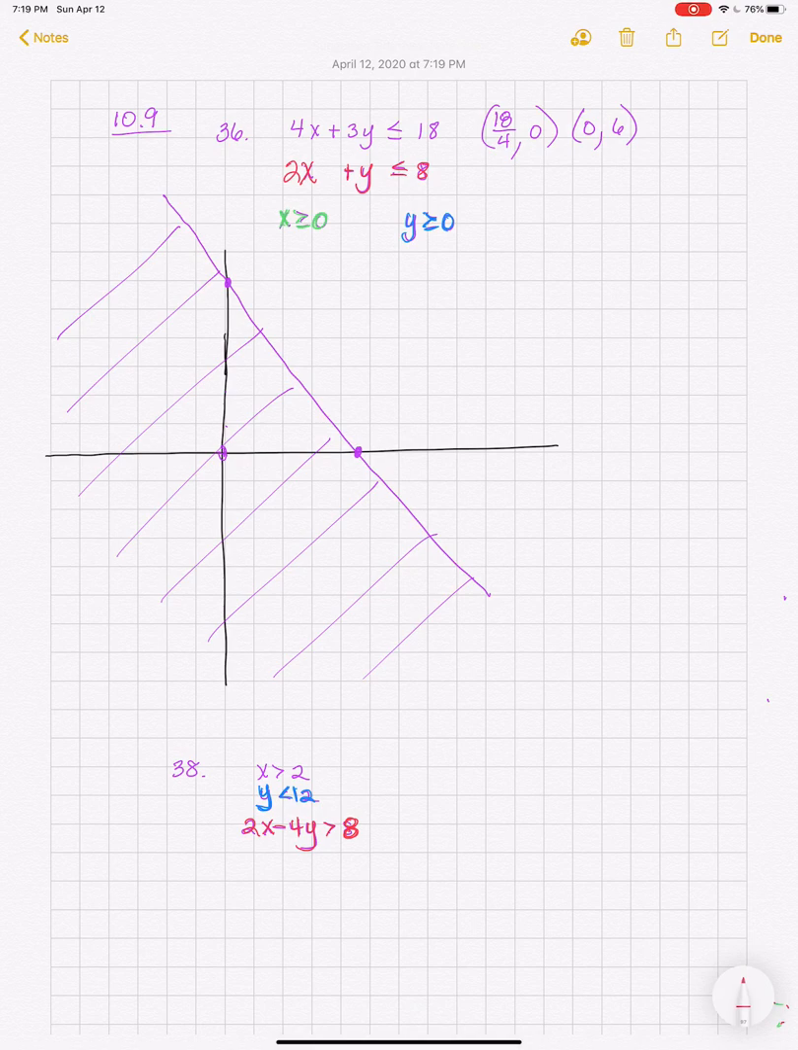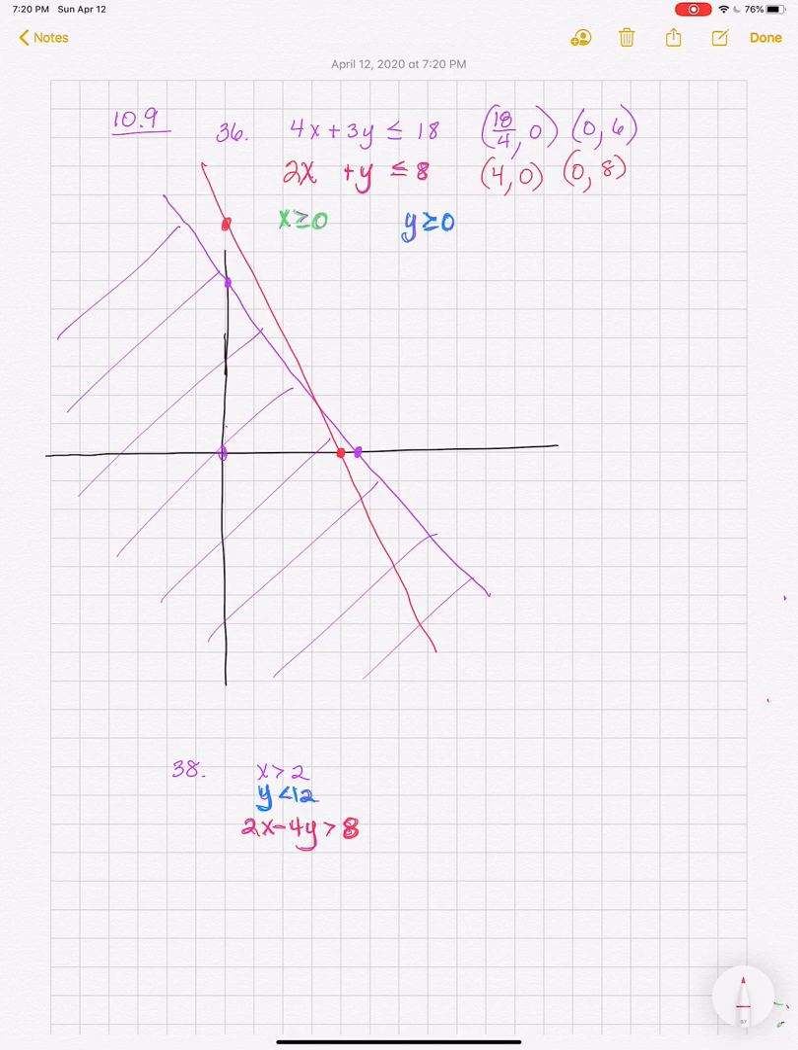And I've got 2x plus y is less than or equal to 8. So I'm going to do the same thing. The x-intercept is going to be 4, 0, because I let y be 0. Then when I let x be 0, my y-intercept is going to be 8. So I've got 4, 0, and I've got 0, 8. So I've got that line coming down like that. It's a solid line as well because it's less than or equal to 8.